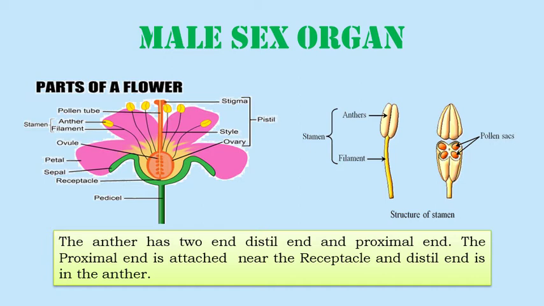Now the anther has two ends, a distal end and a proximal end. The proximal end is attached near the receptacle. You know now the parts of a flower, where the receptacle is. So this proximal end is attached near to the receptacle, and the distal end is near to the anther.